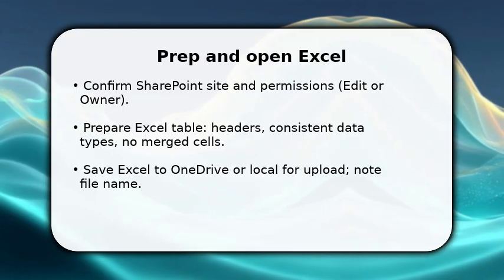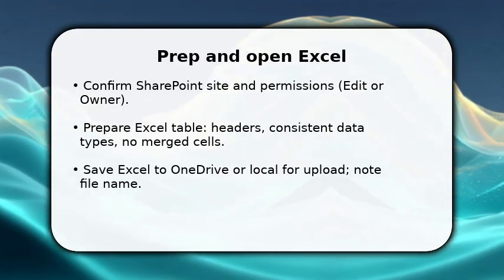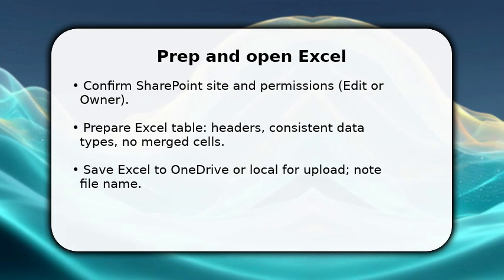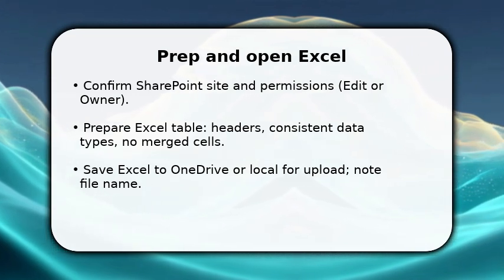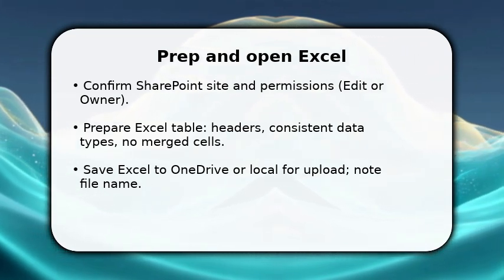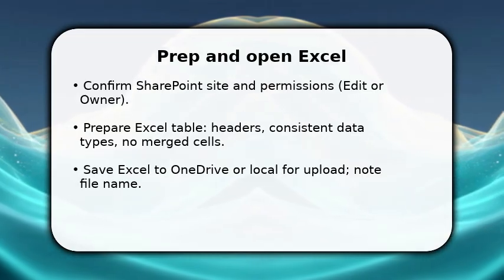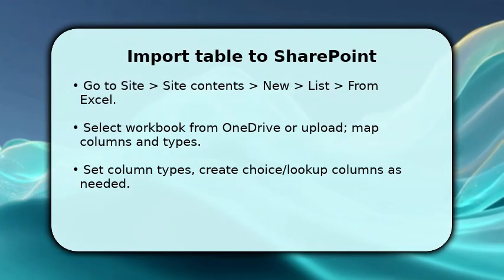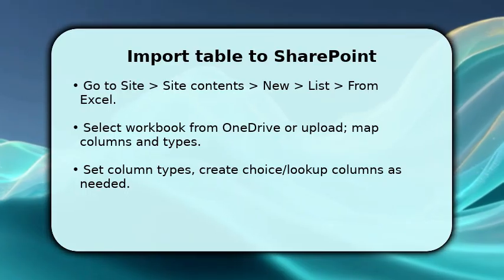Save or upload the file to OneDrive or your document library, so SharePoint can access it when you begin the import process. You navigate to Site Contents and choose New List from Excel to begin the import. This option reads your table and creates a list schema.